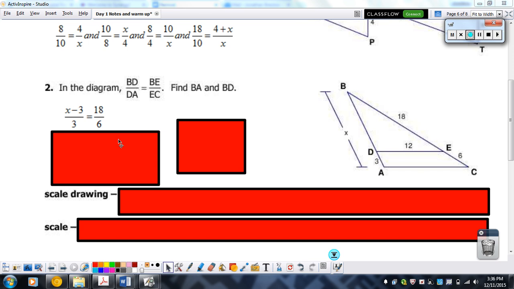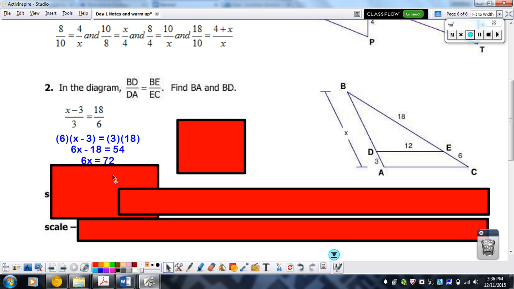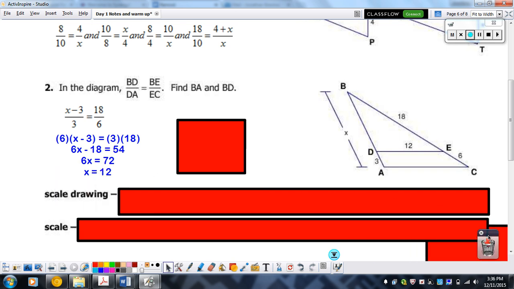We're going to go ahead and cross multiply just the way we would solve any other proportion. So 6 times X minus 3 is going to equal 3 times 18. Don't forget to distribute, which will give you 6x minus 18 equals 54. We add 18 to both sides, 6x is 72, and divide by 6, we get x equals 12.